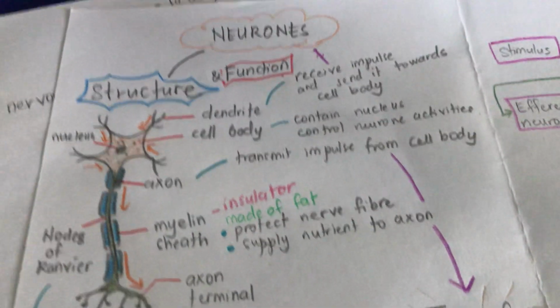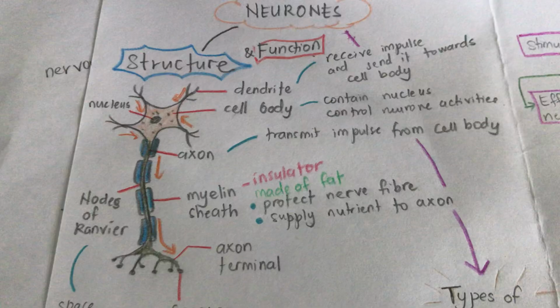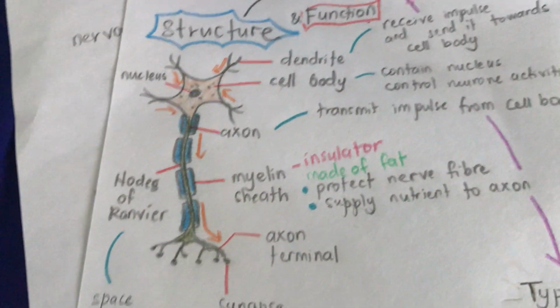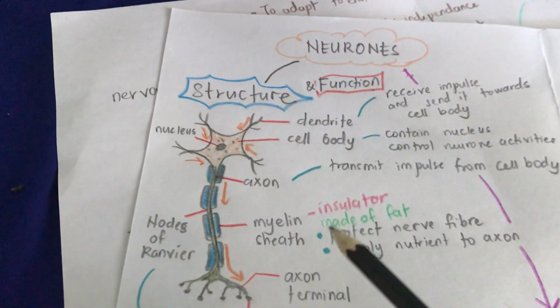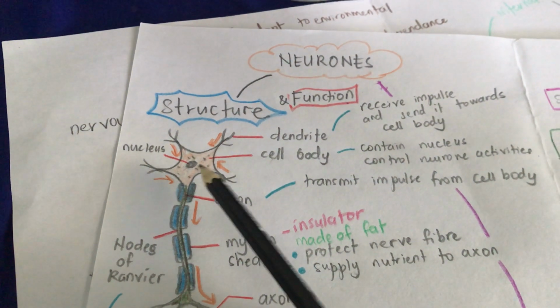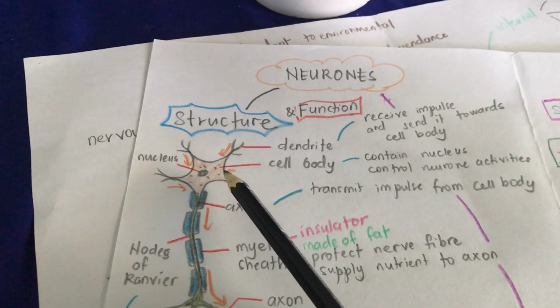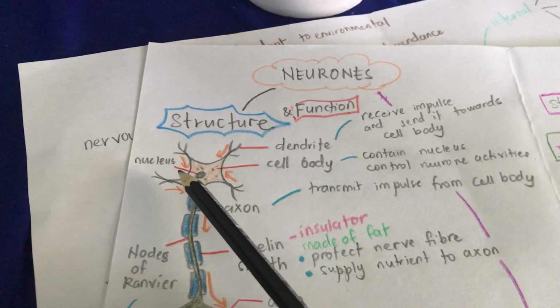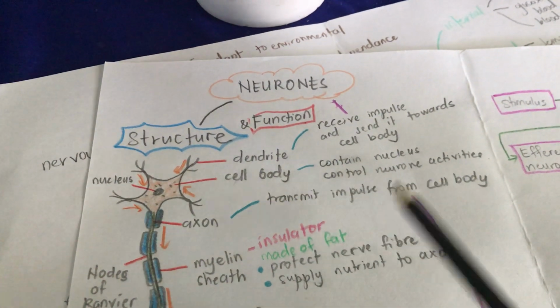Okay, let's continue our lesson today. It's about neurons. So neurons, the structure of neurons is like this. Neurons have a nucleus inside which controls the body activities. Okay, this area we call the cell body. Because the cell body contains the nucleus, the function is to control neuron activities.